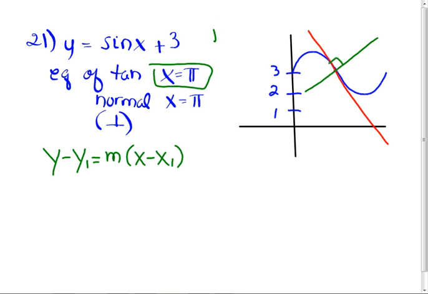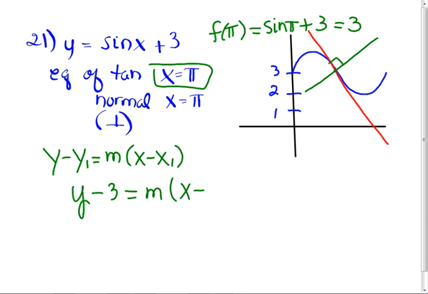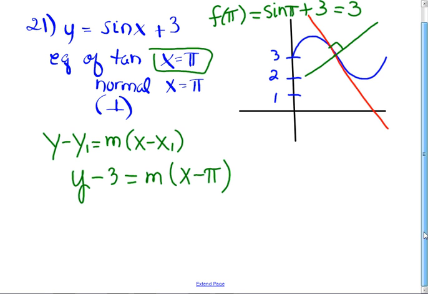What is f of pi? It's equal to the sine of pi plus 3. Sine of pi is 0, and 0 plus 3 is 3. Now, if this were free response, I would leave it sine of pi plus 3. I would not evaluate it, but I'm going to ask you to do that until we get practice. So it's y minus 3 is equal to my slope, and it's x minus pi. I always start with the equation of the line, and now I have to find the slope. This is the calculus. How do you find the slope?